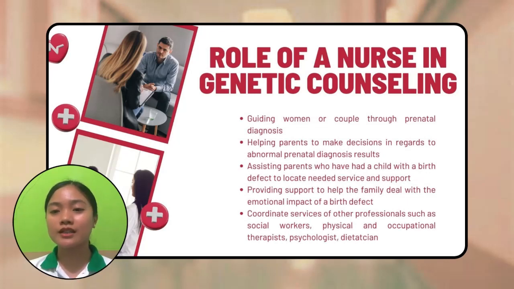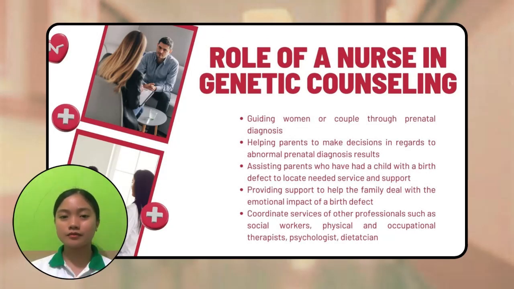After the clients have learned that they have an abnormal result, you need to wait for the couple to ask for help from you. That's the time you need to explain in a way that the client will understand. Another role is assisting parents who have had a child with a birth defect to locate needed services and support, and assist them with what they need. It's like referring or coordinating to other services of healthcare professionals. You will give them a list, tell them the specialty, and let the couple choose.